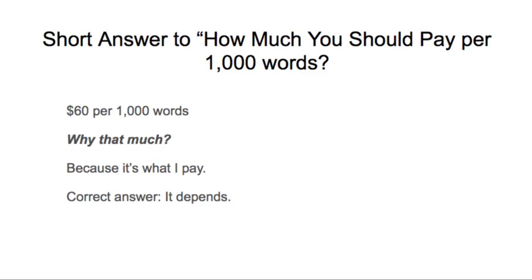Okay, so short answer to how much you should pay per 1,000 words: $60, and I say that because that's generally what I'm paying. But the correct answer is it's going to depend, and that's what I want to explore here.